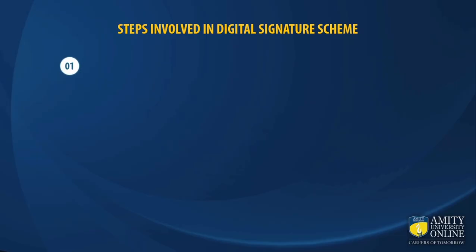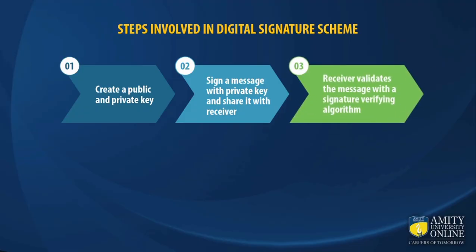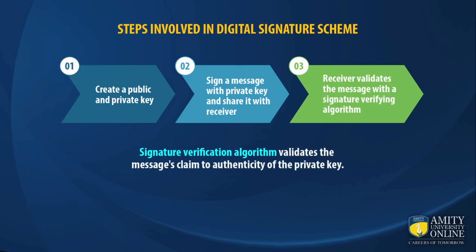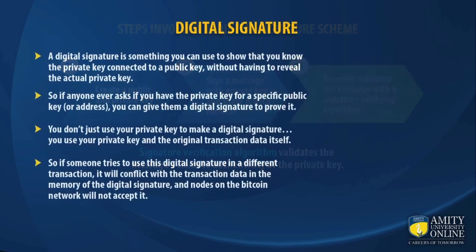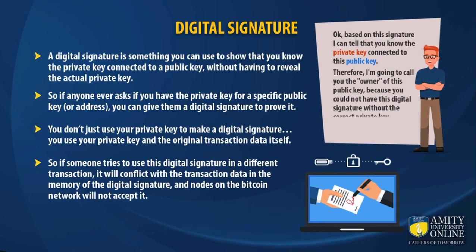The first step is in which you create your public key and private key. Once you have your public key and private key with you, the second step is to sign a message with your private key. Once you sign your message with the private key, you share that message with the receiver. Now the receiver validates the message with the verifying algorithm. We have a signature verification algorithm in place which can validate whether this public key corresponds to your private key or not. When the message is received, the receiver can validate your message by using the signature verification algorithm. So these three steps together make the digital signature scheme.